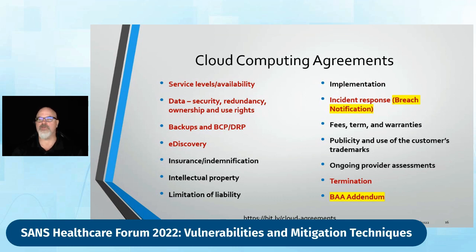In the US, we use business associate agreements as an addendum. Oh, and by the way, you want to make sure you know where all your contracts are. There's nothing worse than scrambling around in the middle of a security incident, trying to figure out what you agreed to.